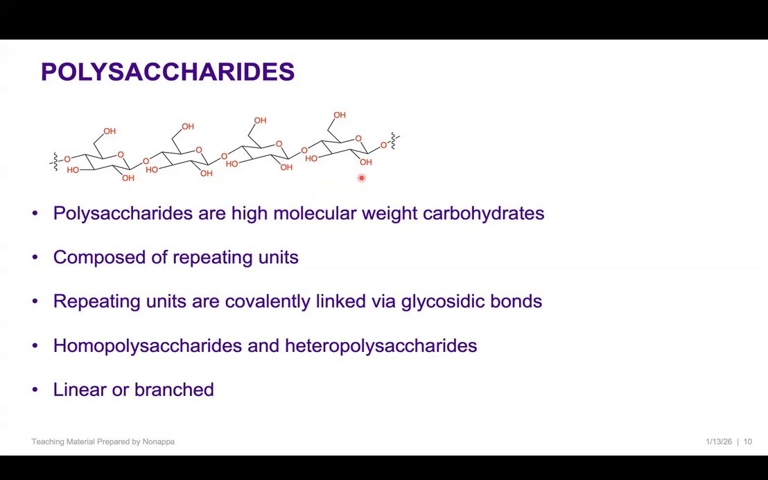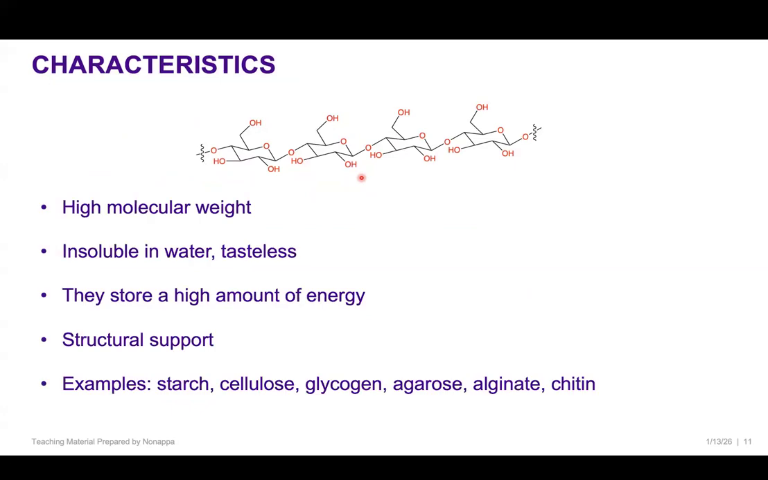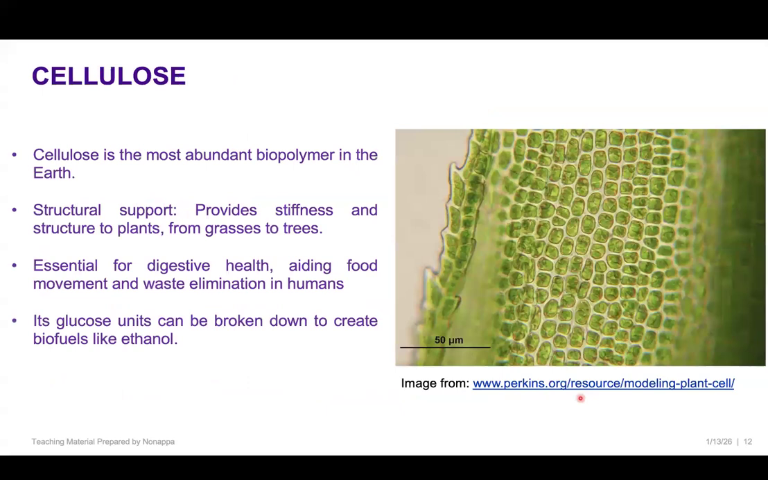The branches can be long and few, or short with multiple branches. Other characteristics, as I said: they are insoluble in water, they are tasteless, they store a high amount of energy, and they are often used as structural supports, such as cellulose in plant cells. Examples, as we already indicated, are starch, cellulose, glycogen, agarose, alginate, and chitin.